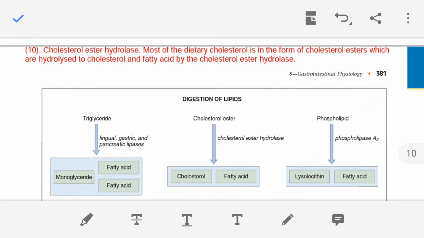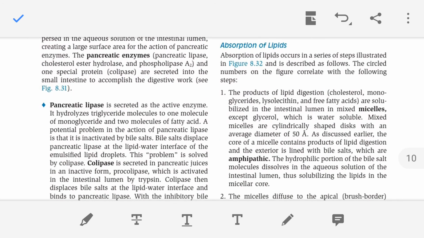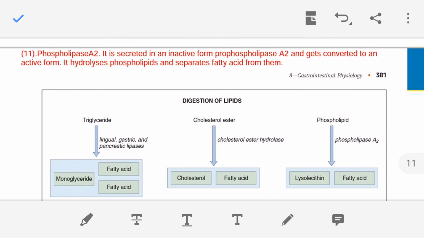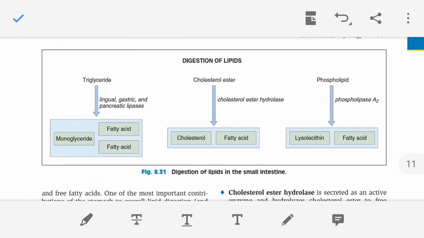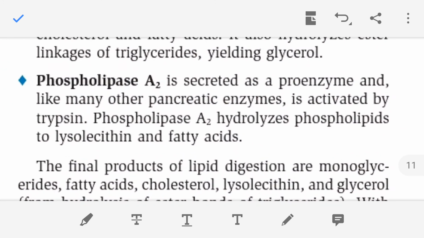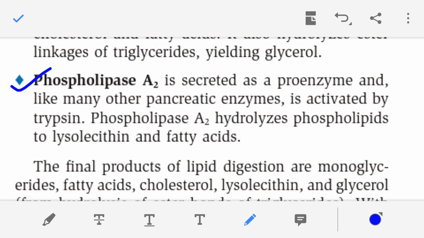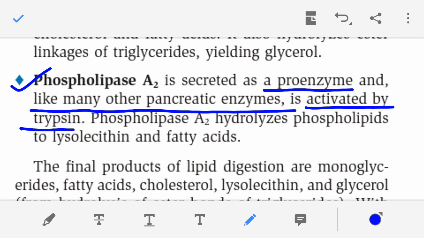Then point number 11, phospholipase A2. Now this phospholipase A2 is secreted in inactive form, and then it is converted into active form. Phospholipase A2 is secreted as a proenzyme, and like many other pancreatic enzymes, it is activated by trypsin.